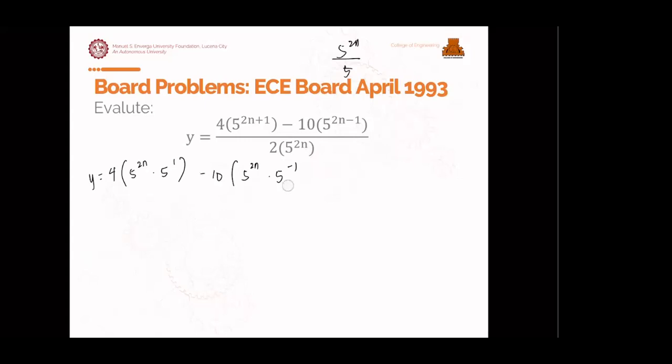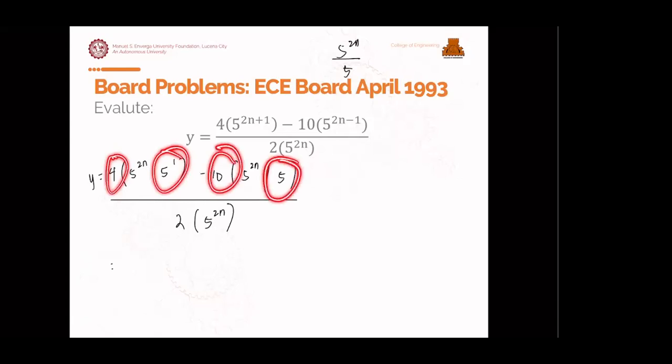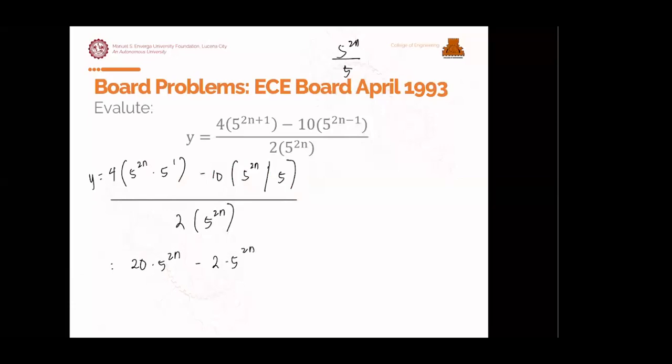So, sige, gawin natin uniform. Baka biglang may magtanong, bakit po ganun? Divide yan, ha? All over 2, 5, 2n. Okay? And then, we try to simplify muna lahat ng pwede nating i-multiply, no? So, dito, lahat ng coefficients pwede. So, si 4 and 5, si 10, divide 5, no? So, this should be 20 times 5 raised to n minus 10 divided 5 is 2 times 5 to n all over 2 times 5 to n.